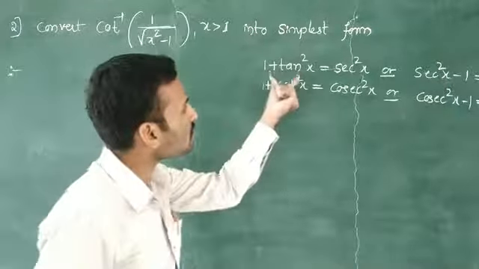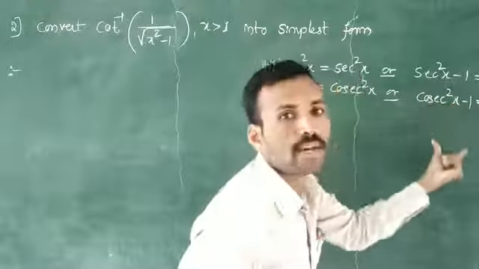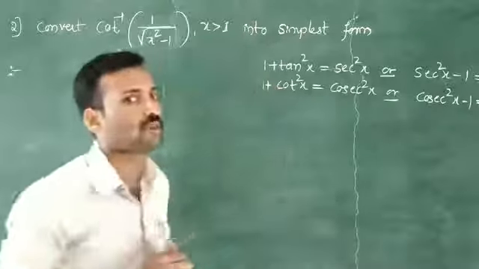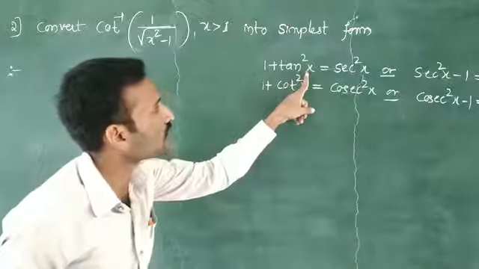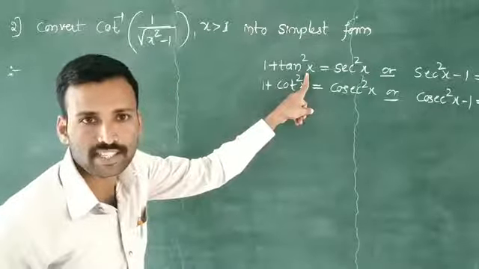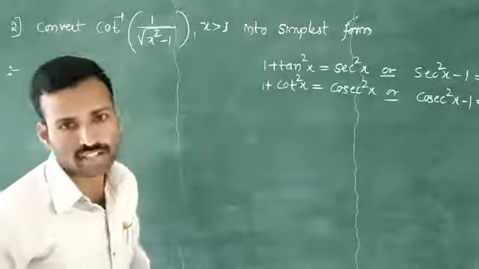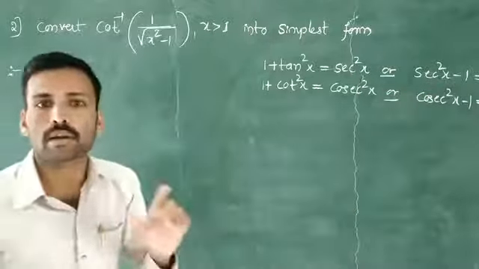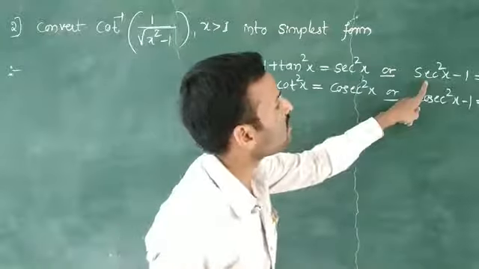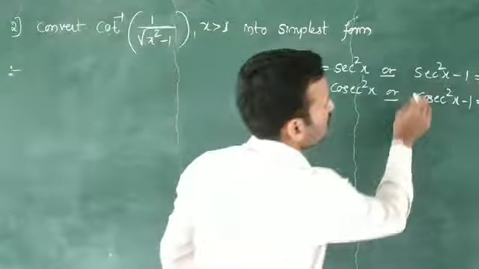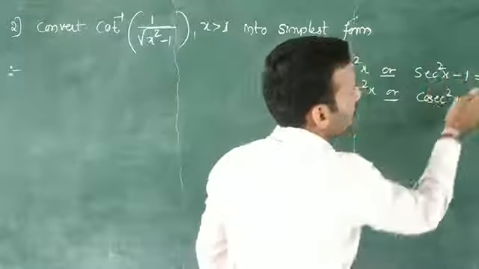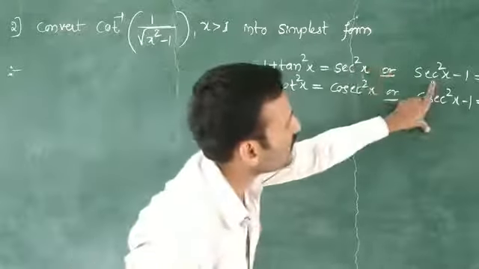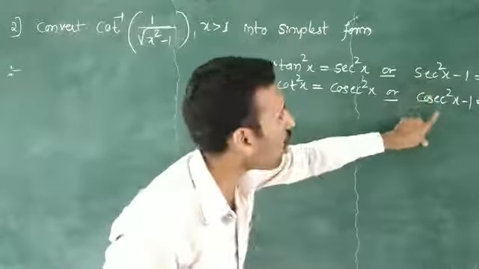This is in the form of 1 plus x square. These are in the form of x square minus 1. Where the 1 plus x square form is there, the simplest form comes by substituting x replaced by tan theta or cot theta. In the situation where the x square minus 1 form is there, we substitute x as sec theta or x as cosec theta. That's why here, x square minus 1 is there, so replace x by sec theta or cosec theta.